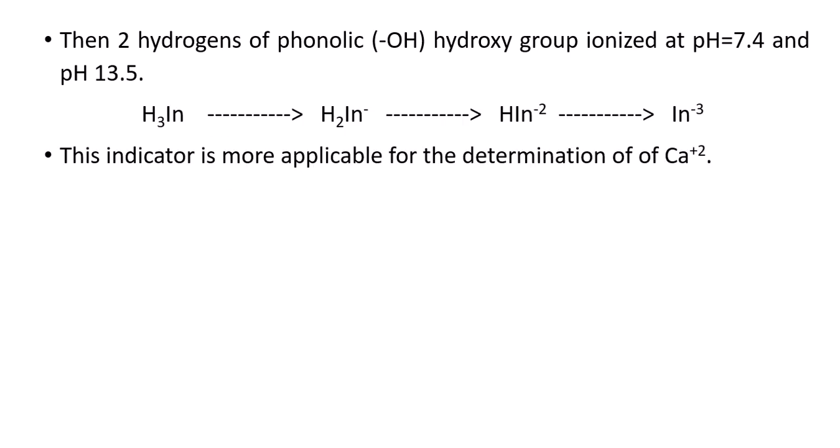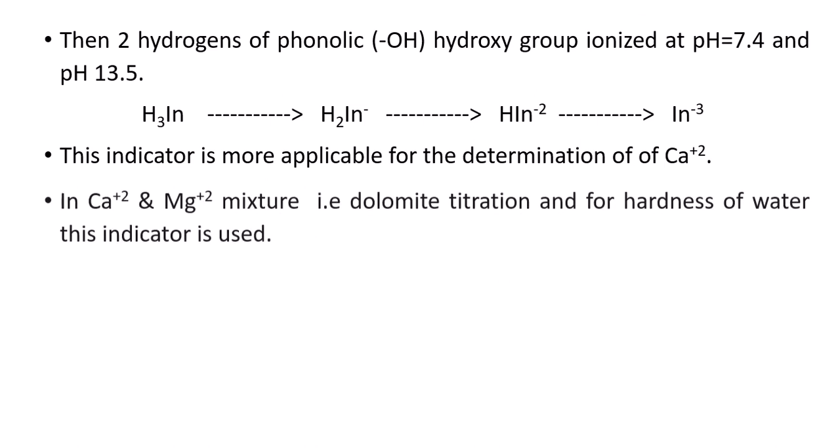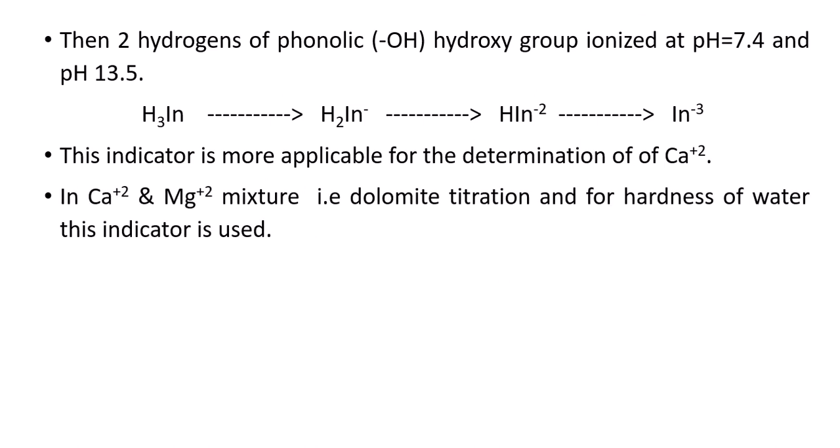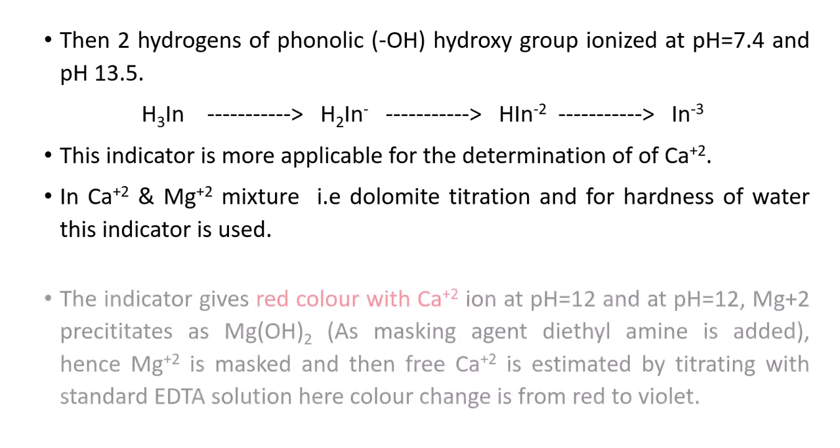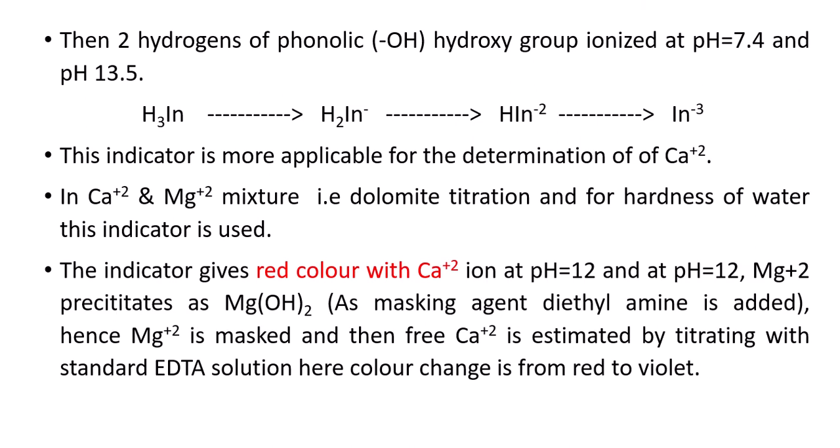So the ionization you can see is similar to that of EBT. H3In ionizes to H2In-, then HIn-2 and In-3. But we say this is more applicable for the determination of calcium in the given mixture. So in dolomite titration, and for determining the hardness of water, this indicator is used. Now how do we use this indicator? This indicator gives red color with calcium at pH 12.